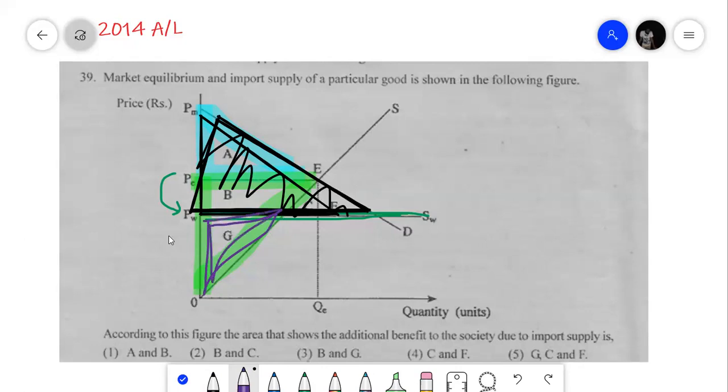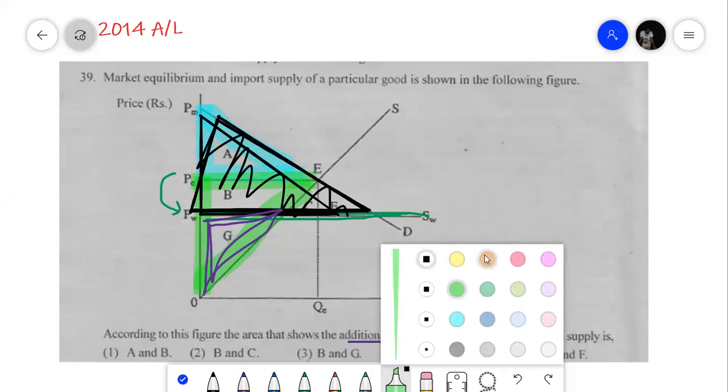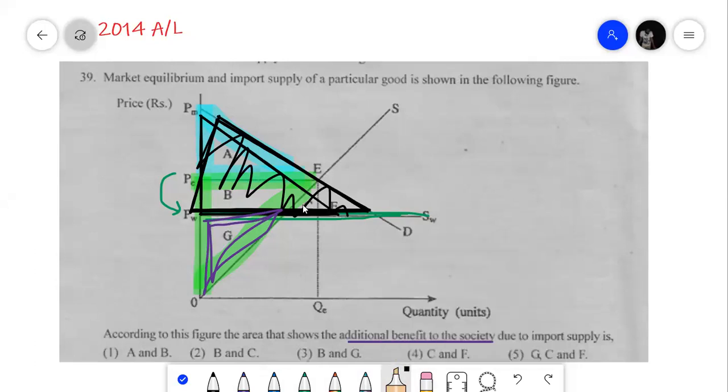So then in our question, what are they asking? They are asking, what is the additional benefit to the society? Which areas do you all think according to this graph have increased? See the graph, what is the new part that has come in, that has become either consumer surplus or producer surplus? The additional benefit. Which area? The C and F, right? That has come in newly. So this part over here is the additional benefit.